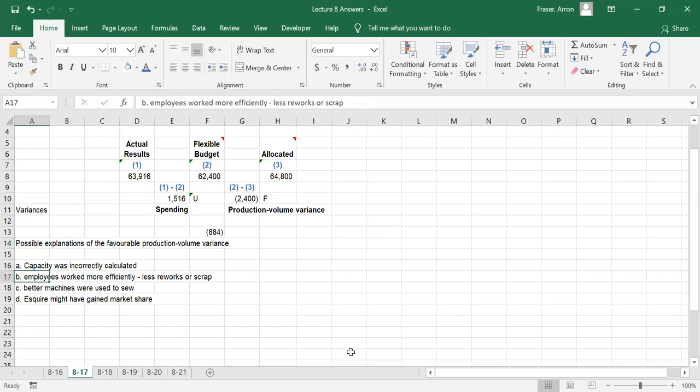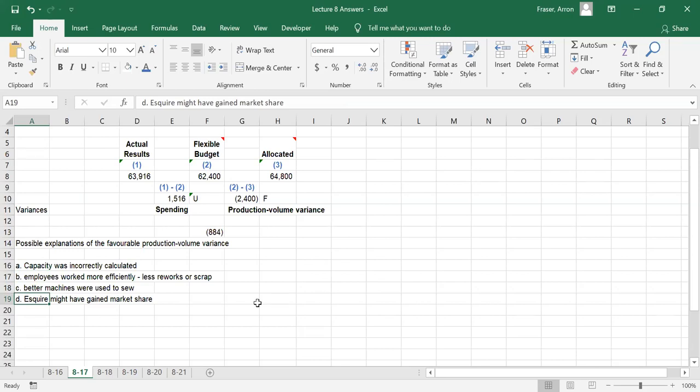The second point is that employees could have worked more efficiently, so less reworks or scraps. We're saying better machines were used to sew, so we might have gotten an upgrade in the machine, so we were able to do things quicker. And then on a more macro level, the company might have been able to acquire market share. And you could add to these other things, like maybe they would have run a marketing campaign that is successful, those kinds of things.